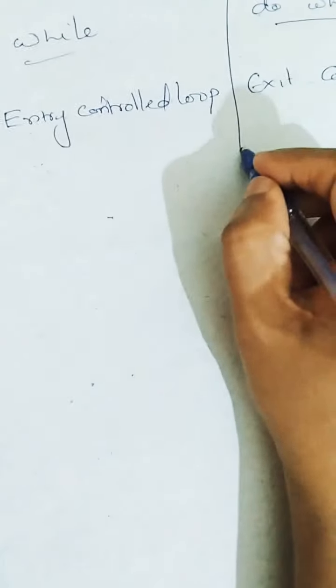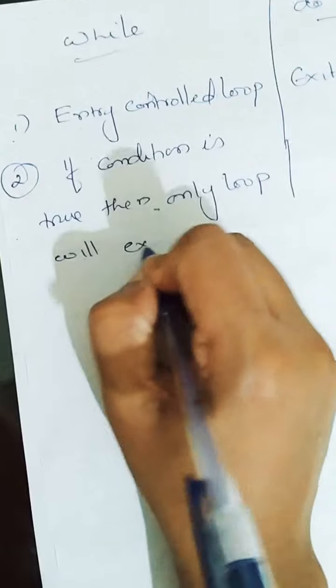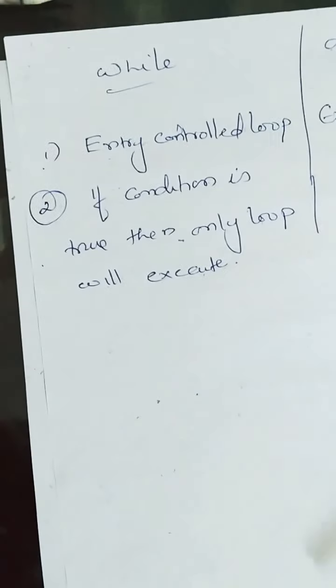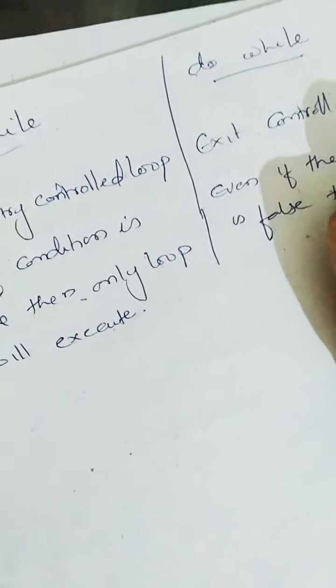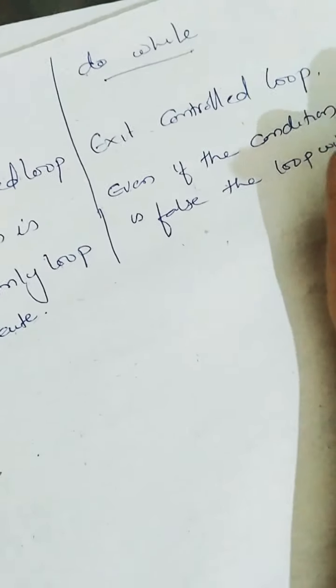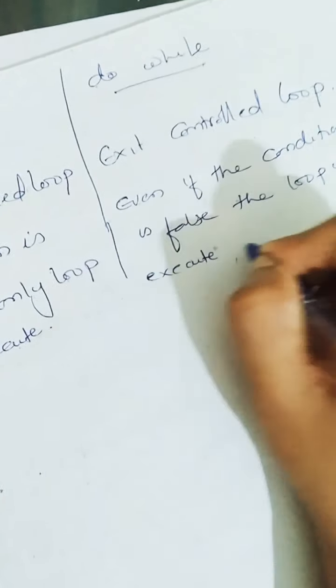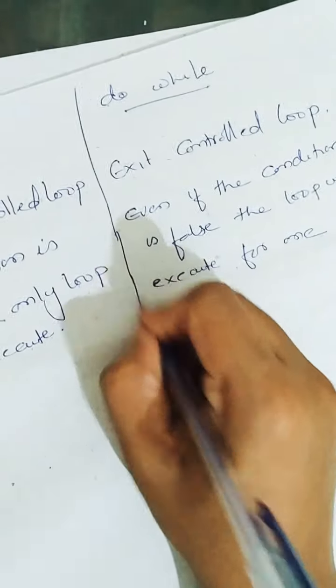Second difference you can write: if the condition is true, then only the loop will execute. Here, even if the condition is false, the loop will execute once. So even if the condition is false, the loop will execute once. This is the important point.